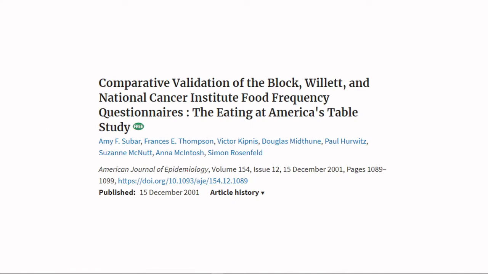One of the validation studies of the DHQ-1 compared it to two other popular food frequency questionnaires, the Block and the Willet. In this study, 1,300 subjects completed 4 24-hour food recalls. Subjects were randomized to receive either a DHQ and Block or DHQ and Willet food frequency questionnaire. We're going to focus on the 24-hour food recall and the DHQ food frequency questionnaire alone.